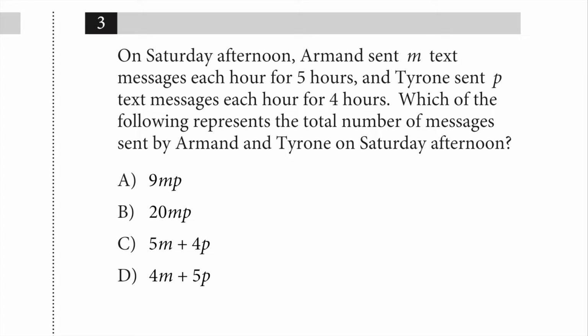Next up, Armand sent M text messages each hour for 5 hours. So that is 5M. And Tyrone sent P text messages each hour for 4 hours. So that's 4P. Which of the following represents the total number of messages? So we're going to add the two. And so our answer is C.